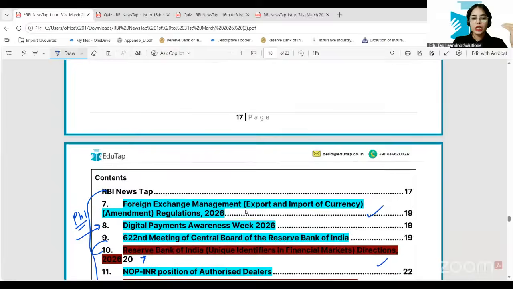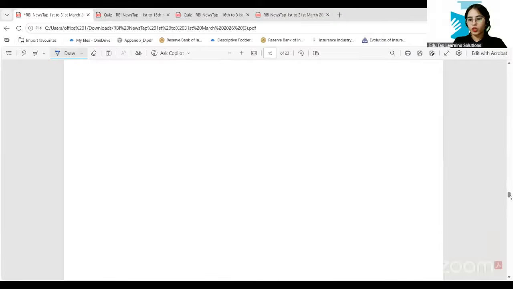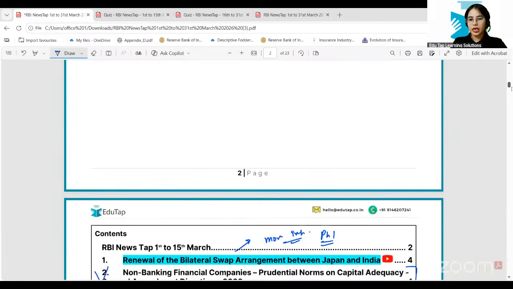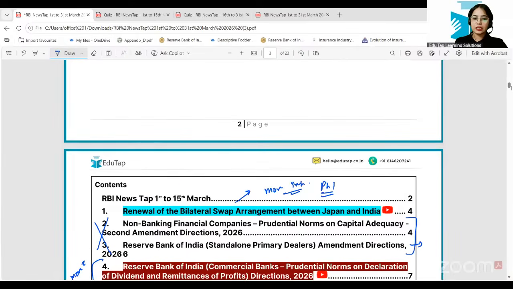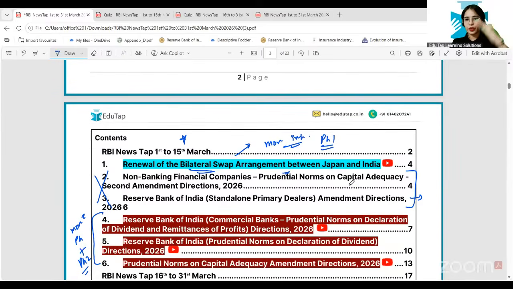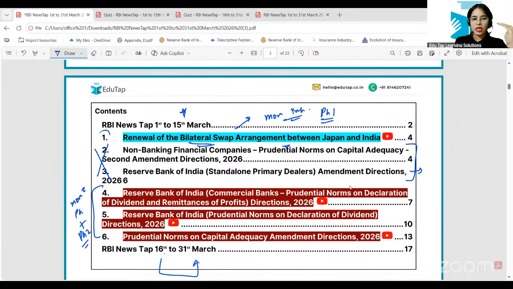Now we are going to start with the document, and the first article for today is the renewal of the bilateral swap arrangement between Japan and India. We will cover the color coded articles first, then the fourth, fifth, sixth article, and the rest of the articles, and the non color coded ones we will cover at the end of the session.